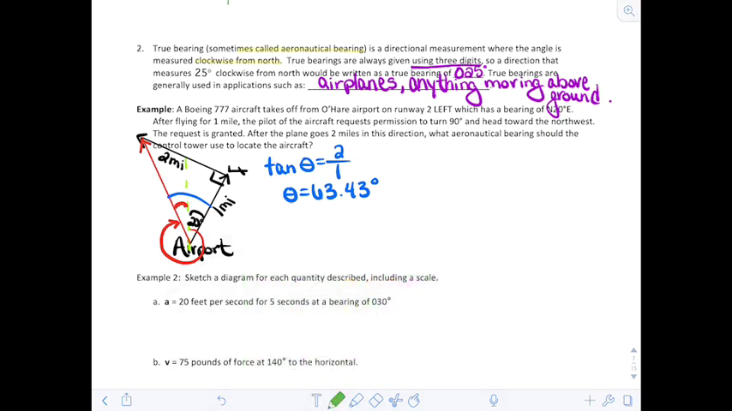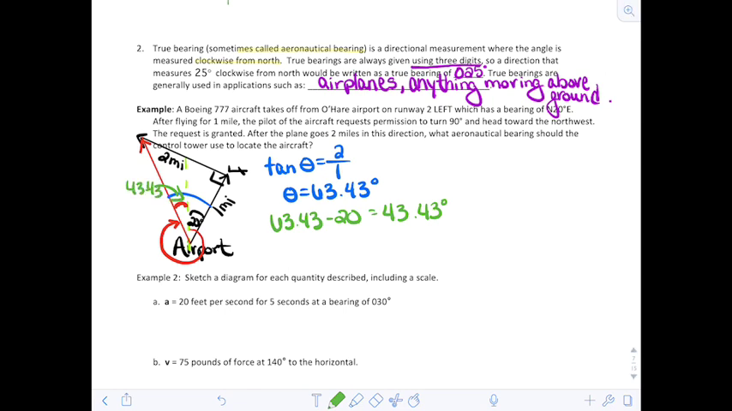So now I'm going to take the 63.43 and subtract the 20-degree bearing, and that gives me 43.43. And that is this little angle in here.